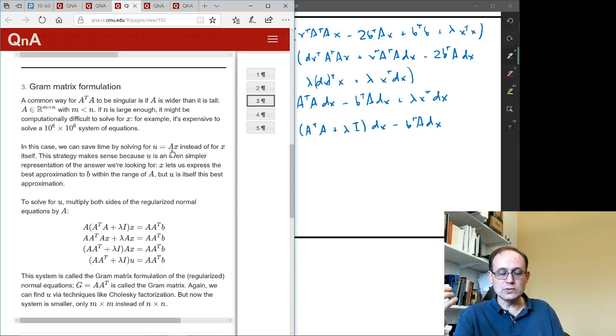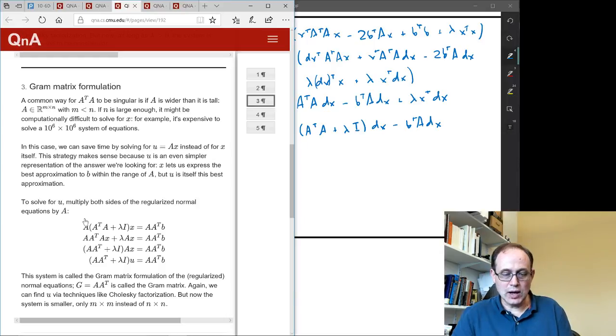So what is U? What we're trying to do is minimize the squared error between AX and B. And so if we take U equal to AX, we're going to try and minimize the squared error between U and B. And so U is the best approximation to B within the span of the matrix A, or the regularized best approximation.